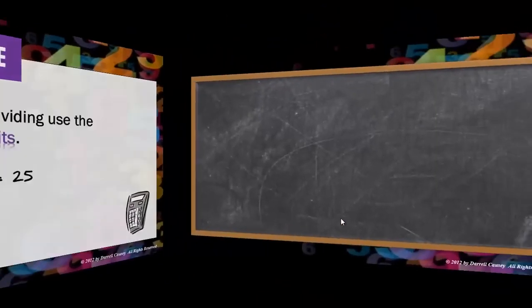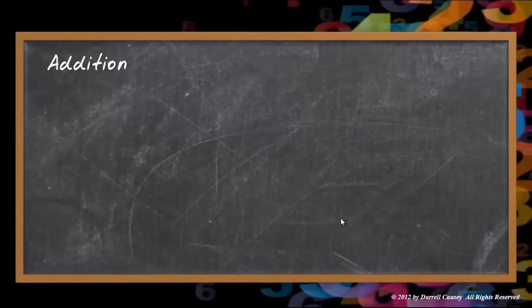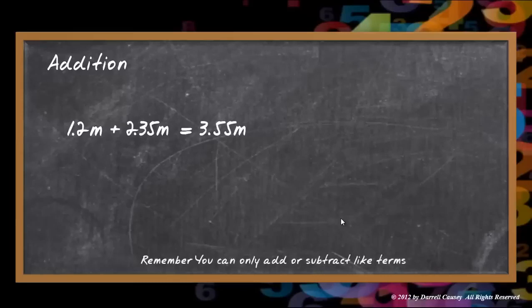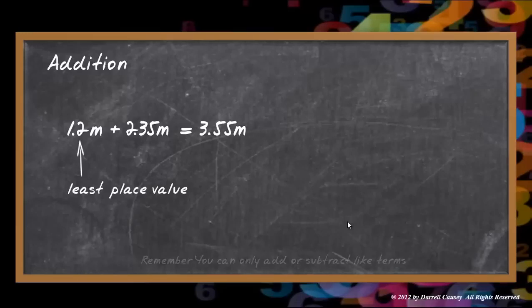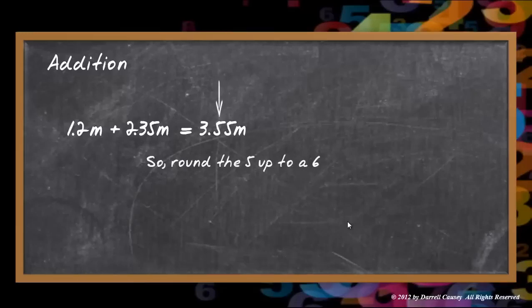Let's do an example. An addition example. All right, we plug and chug those, and that gives us meters and meters, and so 3.55 meters. In checking our sig figs, our least place value is the tenths. So we're going to round off to the tenths place, and the 5 is going to become a 6. It's really pretty much just like that.